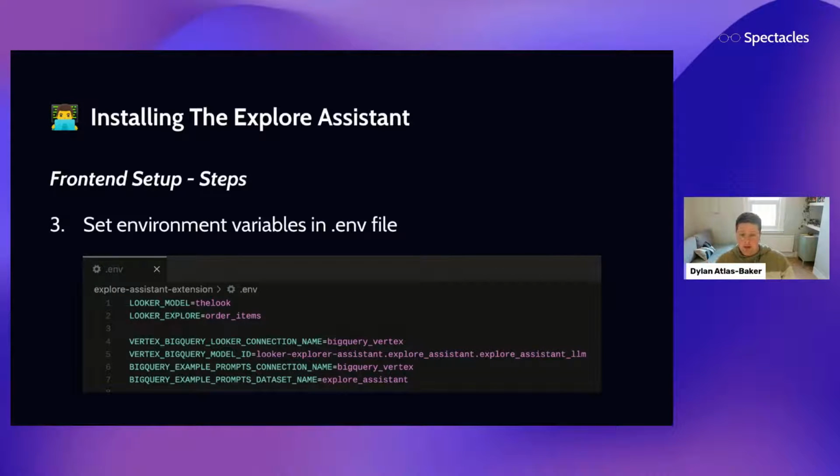You need to set up a .env file in your code base where you are deploying this from. They provide an example of this. You can basically copy it, rename it, and fill it with values. The model and the Explore are the two that you have generated examples for and that you want to deploy the Explore Assistant for. The connection name is the one that has access to the examples. The model is the name of the model in Looker, which you can find by just going to the model. It's just the fully qualified name. And then the name of the connection in BigQuery for the examples and the name of the data set in BigQuery for the examples. You set all that, and you just save it. You don't need to run a command or anything at this point.